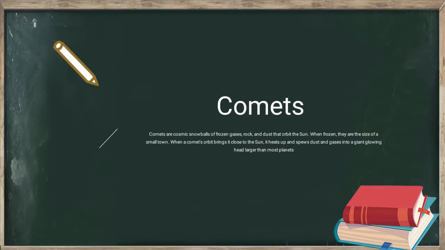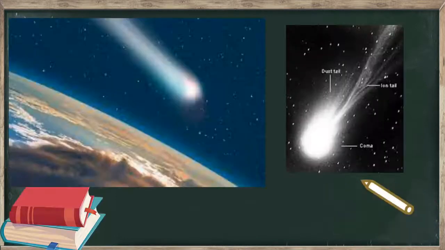The comets are small and delicate. They are composed of frozen gases. They are made of ice and follow paths around the sun. Comets are cosmic snowballs of frozen gases, rocks and dust that orbit the sun. When frozen, they are the size of a small town. When a comet's orbit brings it close to the sun, it heats up and spews dust and gases into a giant glowing head larger than most planets. This is the image of a comet.